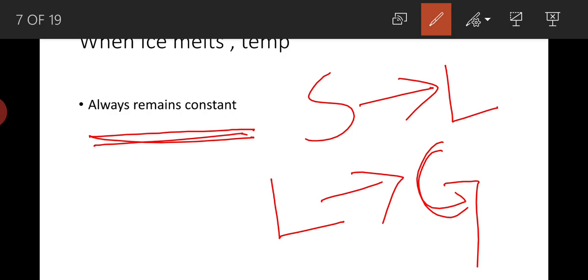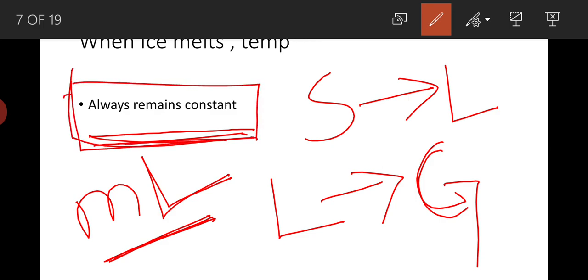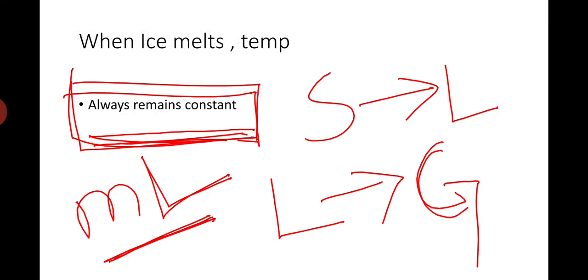Whenever there is phase change, we need to use the formula m into L, and whenever there is phase change, the temperature will always remain constant. I hope it's clear. Now let us see the next question.